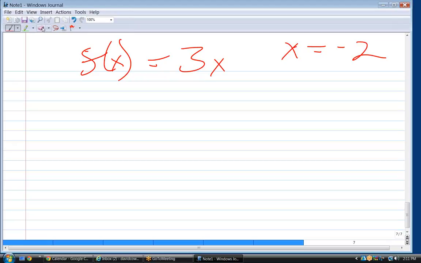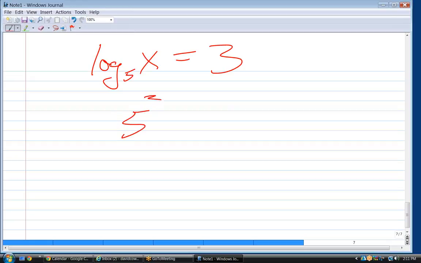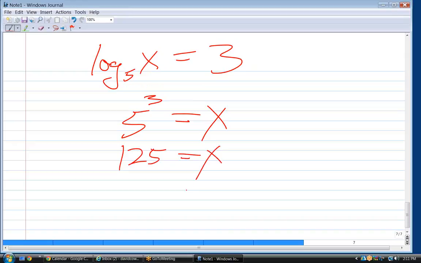Find the exact solution to the equation log base 5 of x equals 3. Okay, put that into exponential format. 5 to the third equals x. The way I remember this is it's always the entity on the far left raised to the power on the far right equals the thing in the middle. Yeah. And then, so that would be 125? Yep. All right.